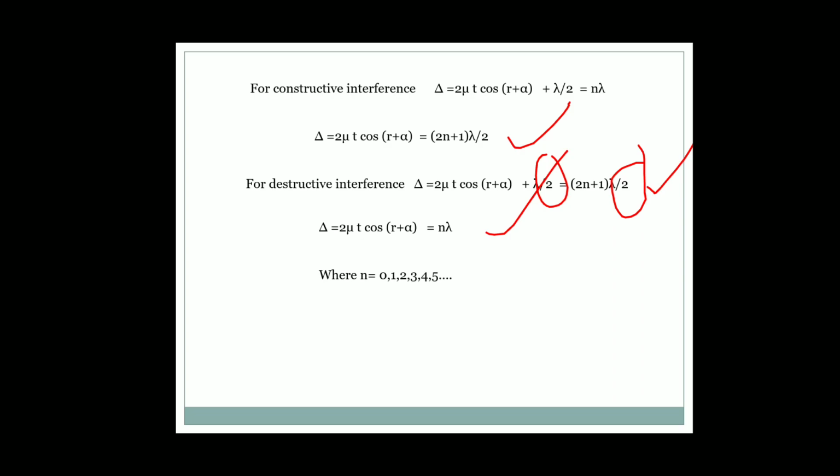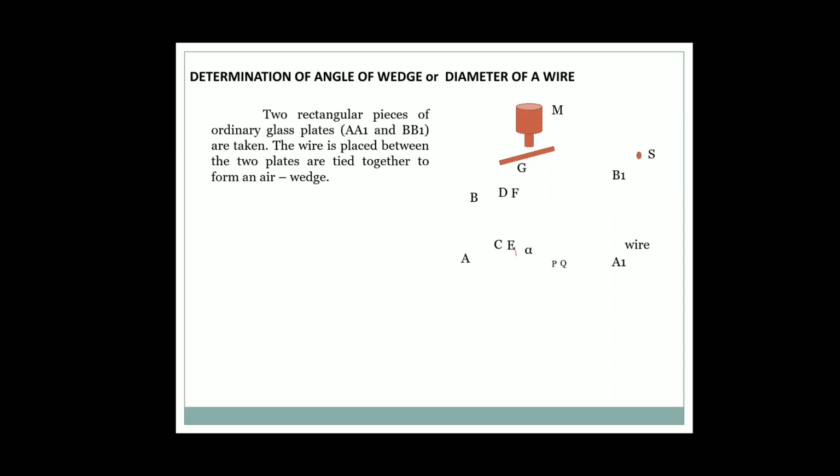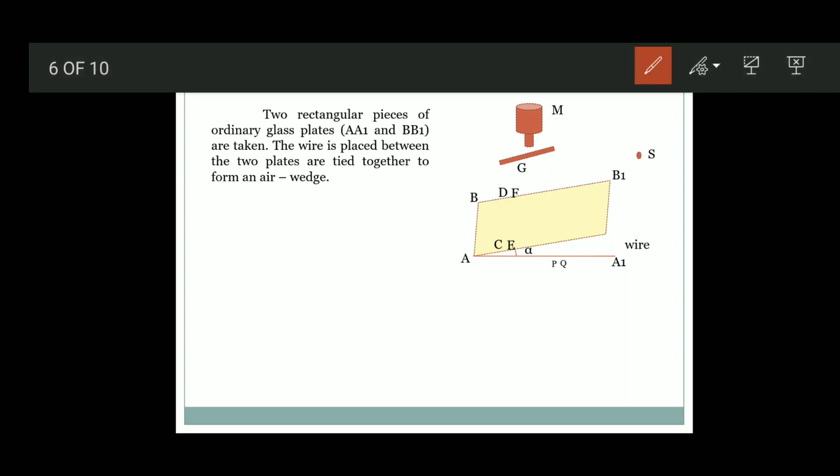So now how can we determine the diameter of the wire, or of course the angle of the wedge? As discussed earlier, there are two glass plates, that is A1 and B1. This is A1, and this is the glass plate. B1 is another glass plate, tied at one end, that is at AB. So there is an angle alpha at one end and the air film increases from A to A1.